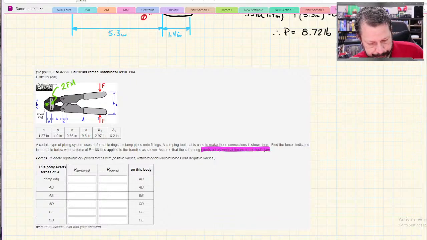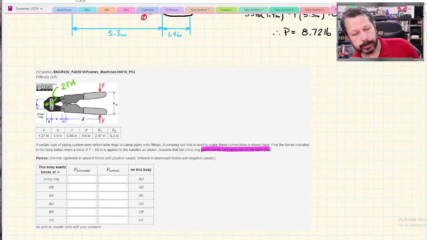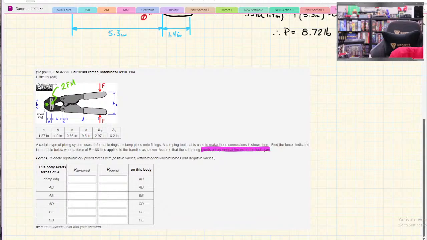All right, so usually it's best to start with the one where you know something. So we do know the handles have a force F. So why don't we draw one of the handles first? So I'm going to do the same thing again where I kind of trace it.